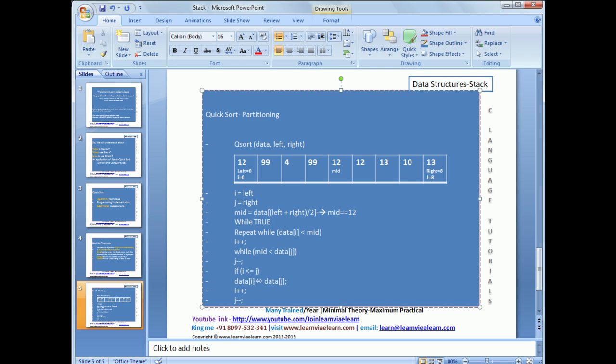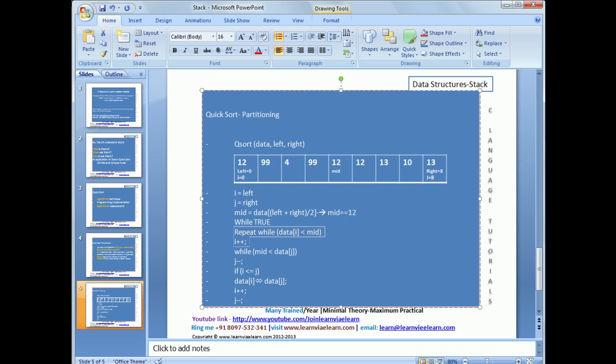Okay, so what I do, I will see what's the value of mid here. The value of mid here is 12. Means if 12 is greater than data at i, which is 0, means if 12 is greater than or equal to data at i, no, 12 is not smaller than that. In that case, we will skip this step.